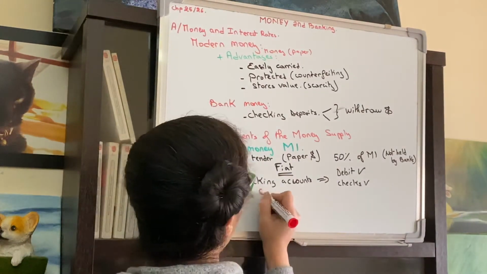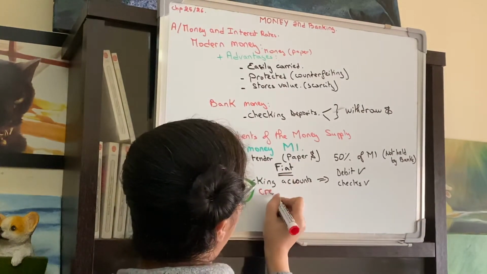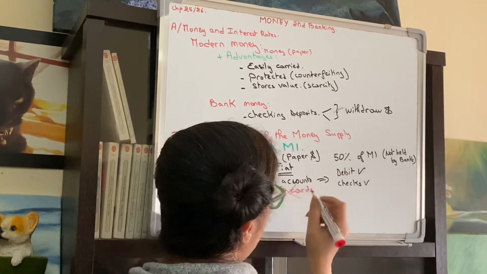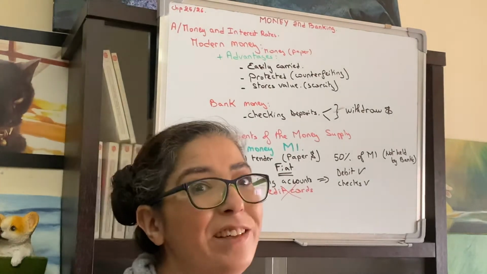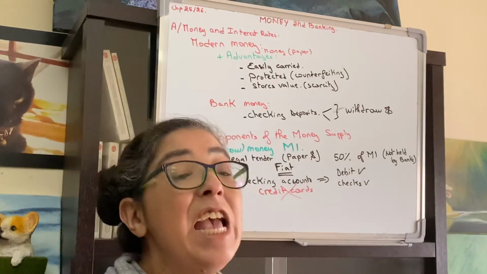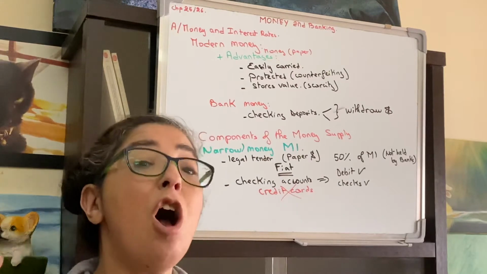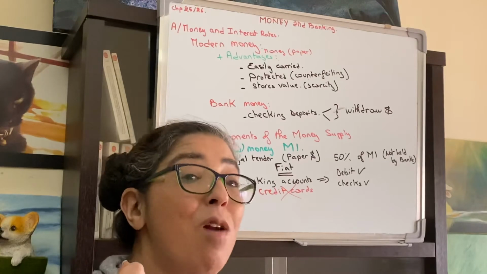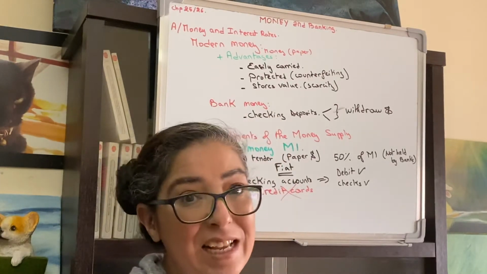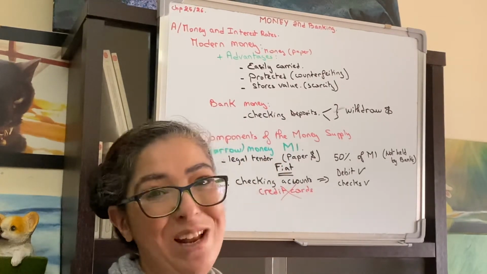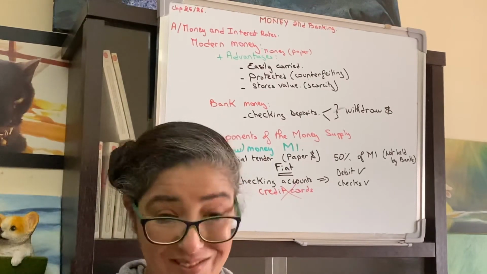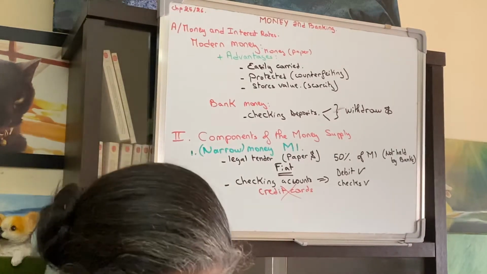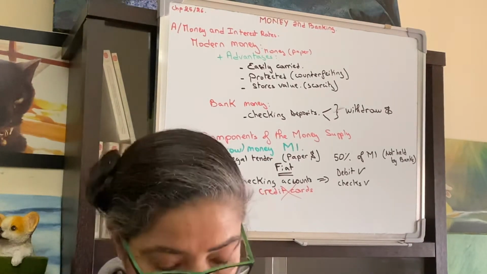But not credit cards. Credit cards are not part of narrow money, because with credit cards you're not actually paying with your money. It's a promise that you make. You are borrowing money. It's not your money. You are borrowing it with a promise to pay it back. So it's not part of the money supply. It's a borrowing of the M1. Credit cards are not money. It is borrowing.